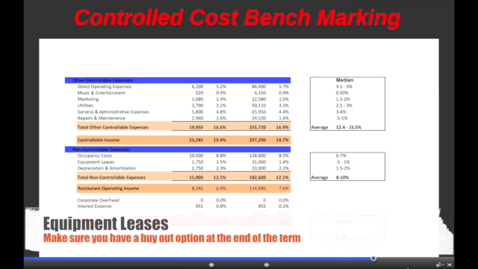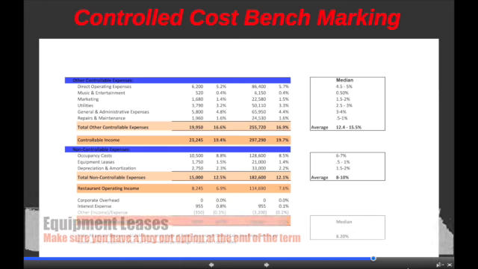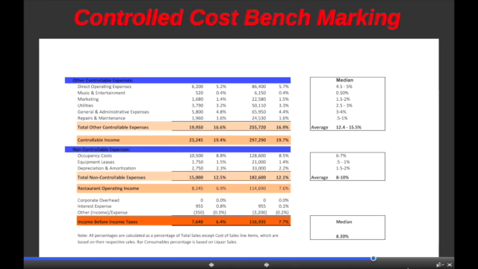Equipment leases, 0.5 to 1% is the median. Depreciation, amortization, 1.5 to 2% is the median. So the average total for this line is 8 to 10%. And this is always great to see, how do you compare.